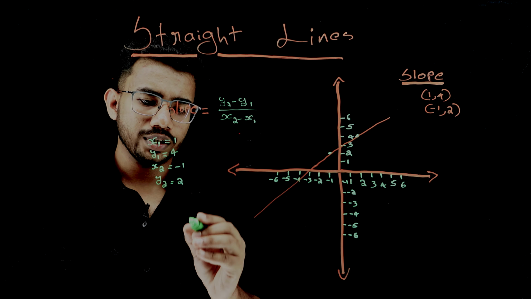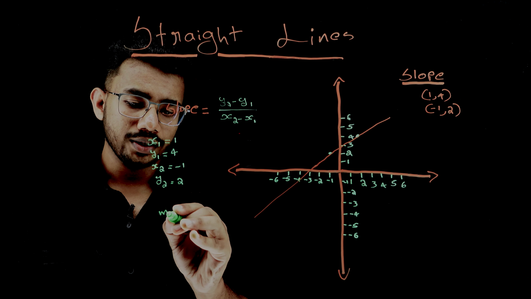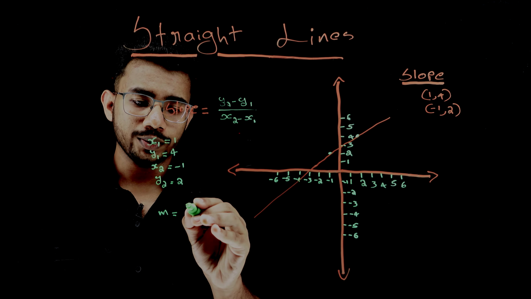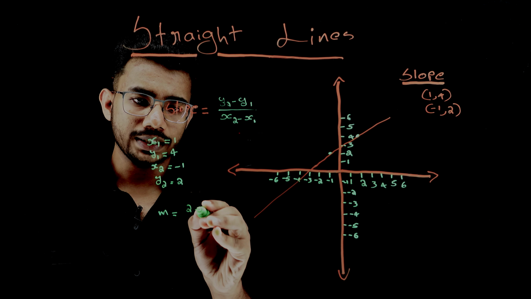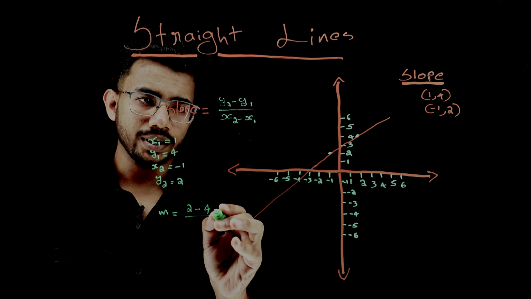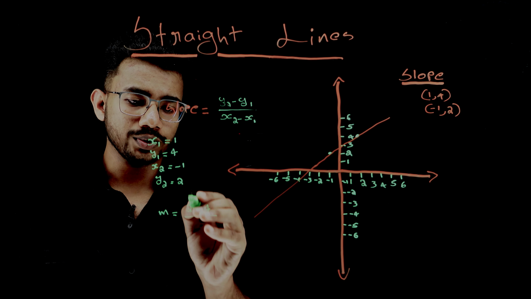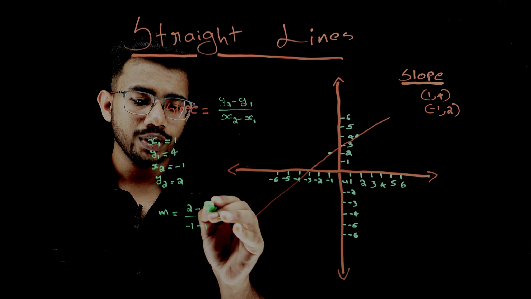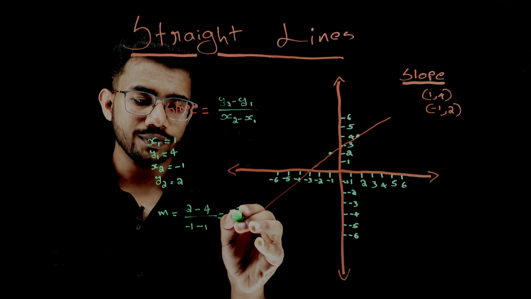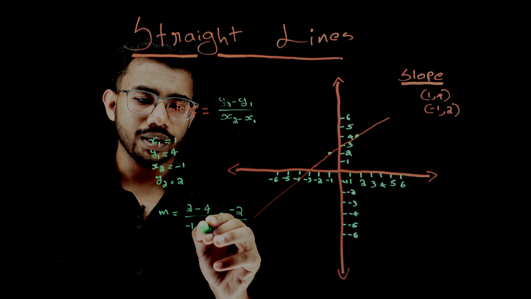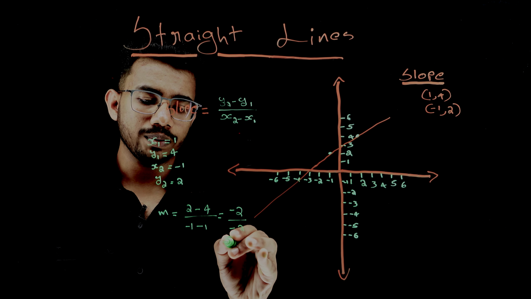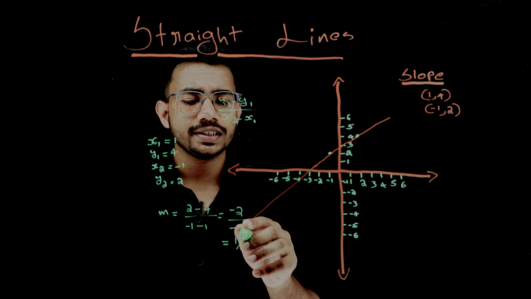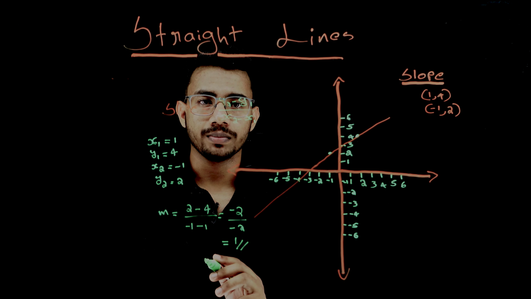Now we will apply the equation. So here slope, and we have denoted that slope as m in the previous video. So m is equal to y2 minus y1. y2 is 2 minus y1 is 4, divided by x2 minus x1. x2 is -1 minus x1 is 1. That equals 2 minus 4, which is -2, divided by -1 minus 1 which gives me -2, giving me +1 as my slope. And that's how we find out the slope. Now we are getting a slope of 1 here. That is a positive number.